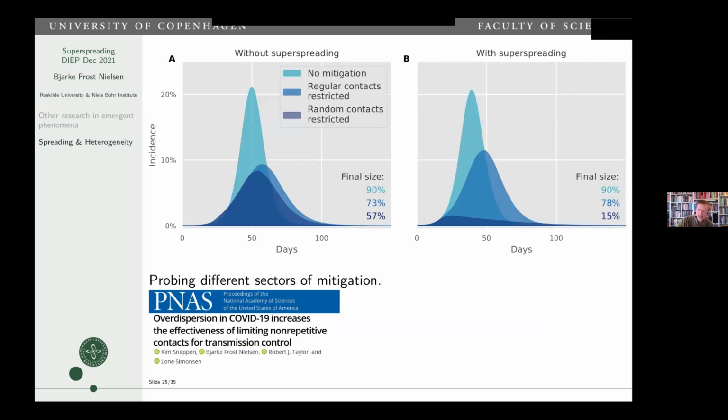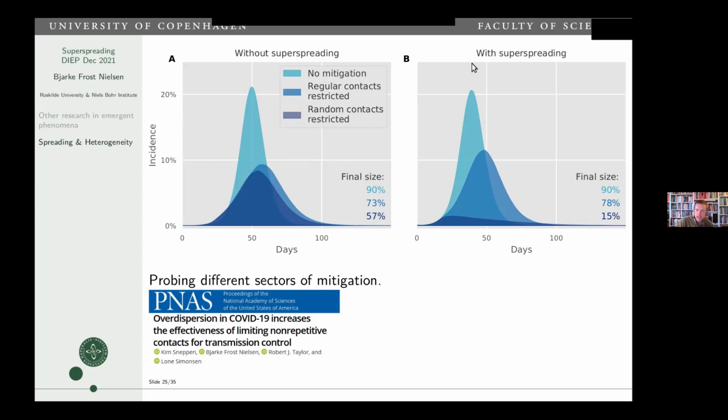Exactly. The concept here is not so different, but what we find is that the random contacts are really the ones that matter in a super spreading disease. If you start with a non-super spreading disease, you can try to restrict either the regular contacts or the random contacts. I mean, you can't really restrict the household contacts, right? So we don't bother with that. But what you see without super spreading is that restricting one or the other type has a moderate impact.